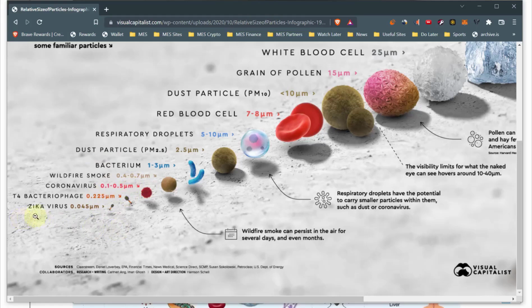Now if we go even further, there's the Zika virus at 0.045 micrometers, absolutely tiny. This image is sourced from this clear stream and these people over here.